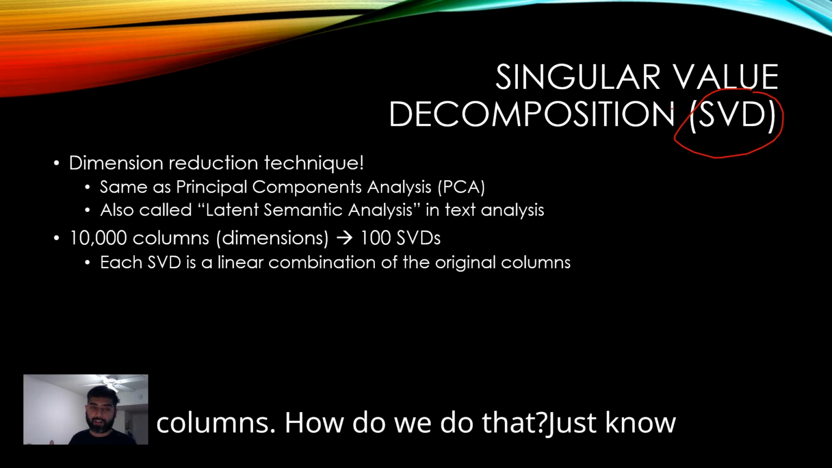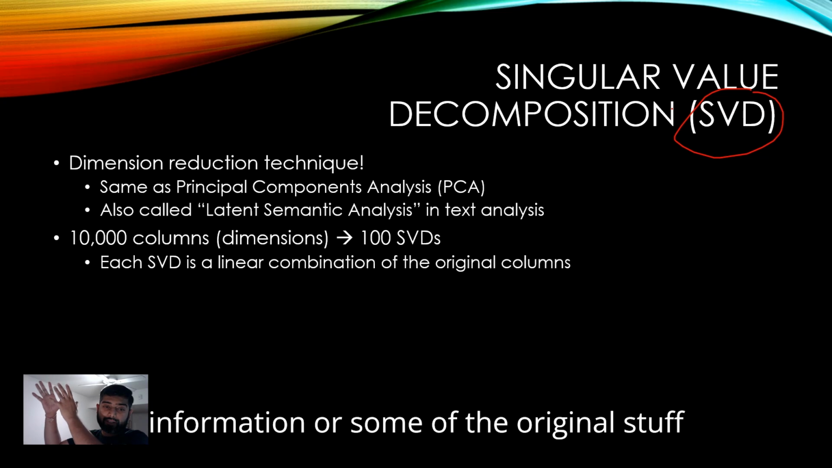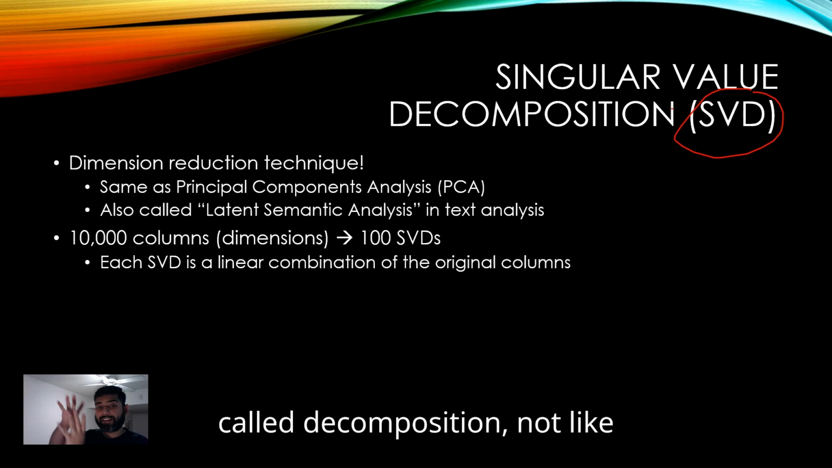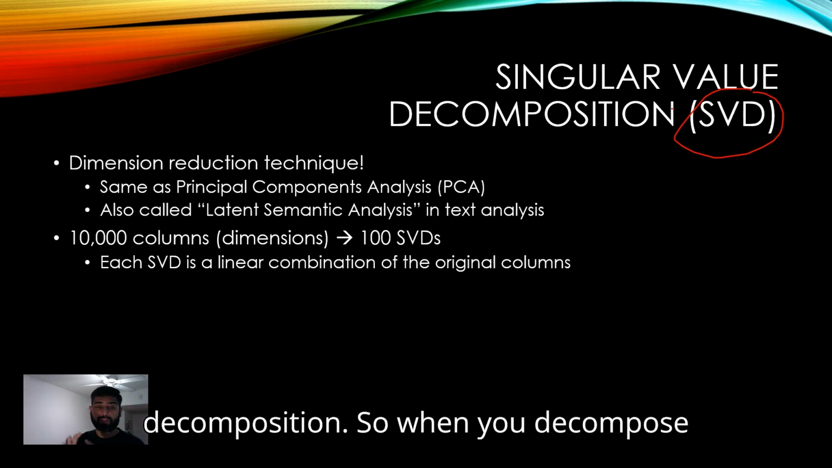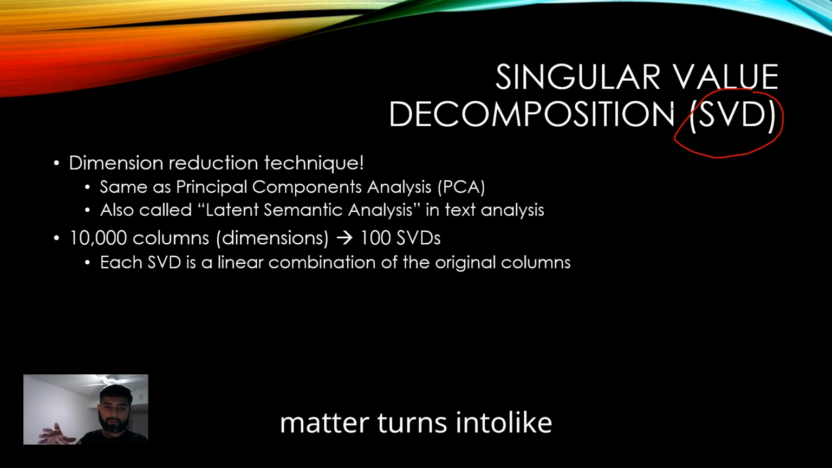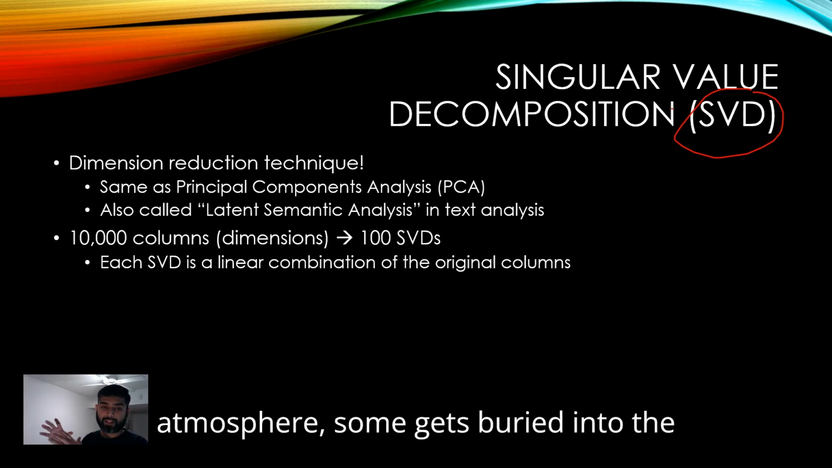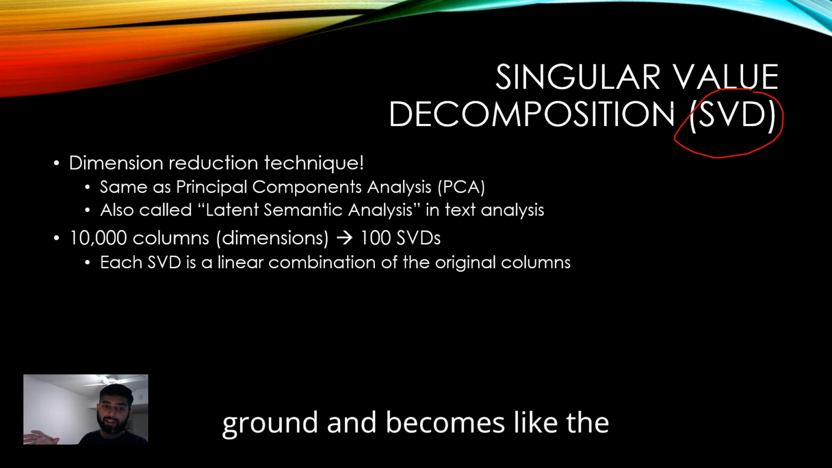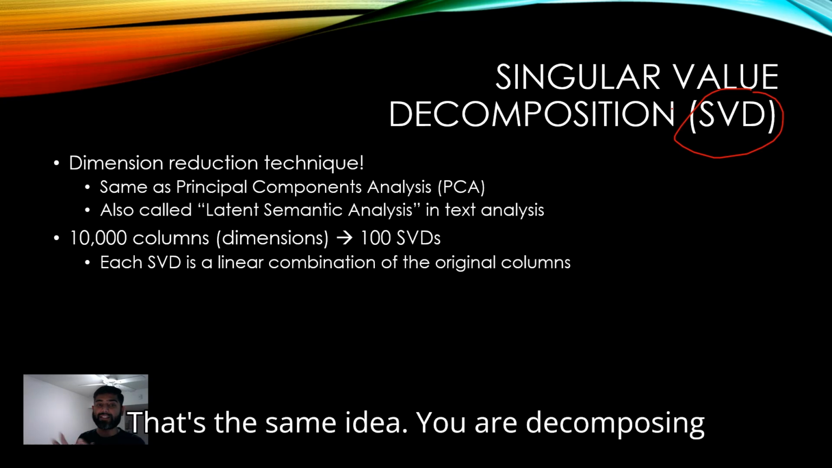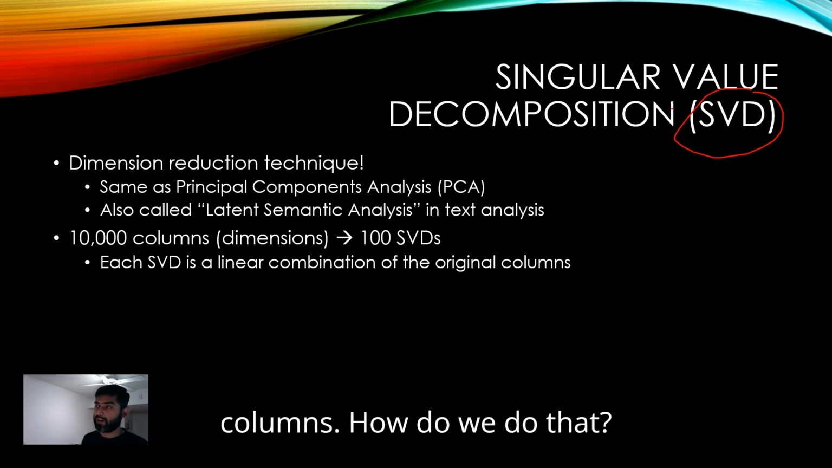How do we do that? Just know that when we decompose stuff, some of the information or some of the original stuff is lost. That's why this technique is called decomposition, not transformation. So when you decompose organic matter, what happens? The organic matter turns into carbon, and some part is released into the atmosphere, some gets buried into the ground and becomes the soil for the future plants to grow. That's the same idea. You are decomposing tons, 80,000 columns, to just 300 or 400 columns.